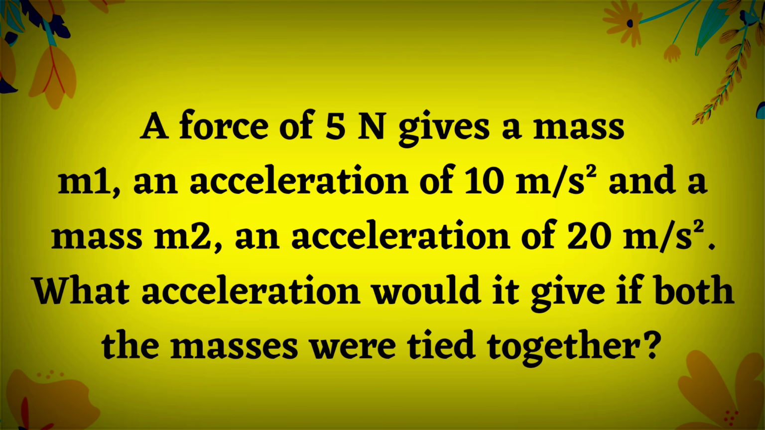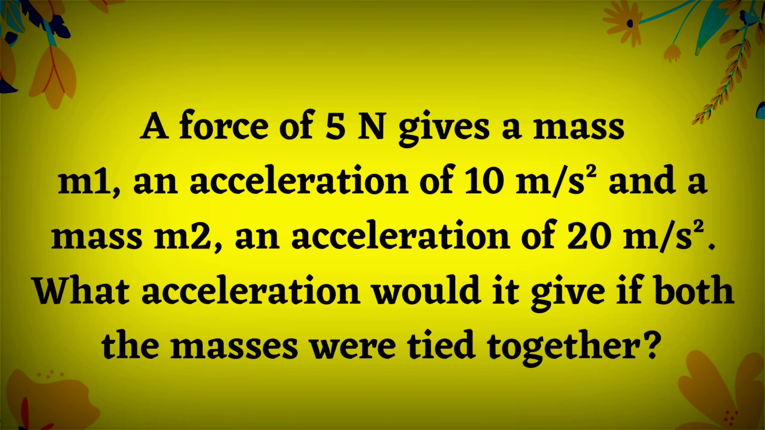So first of all I will give you a rough idea of what this question tells. A force of 5 Newton is given. When the 5 Newton force is applied on the mass m1, how much acceleration is produced? 10 meter per second square. Is it clear? Similarly, the same force of 5 Newton is applied to the mass m2, and it produces an acceleration of 20 meter per second square.